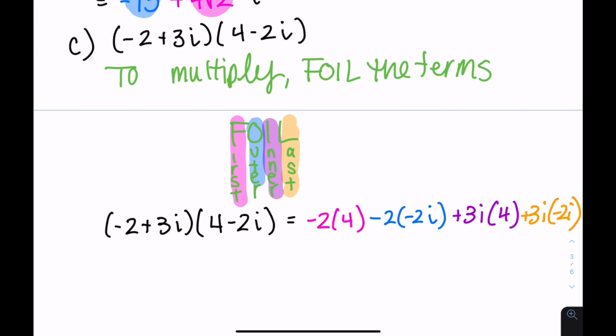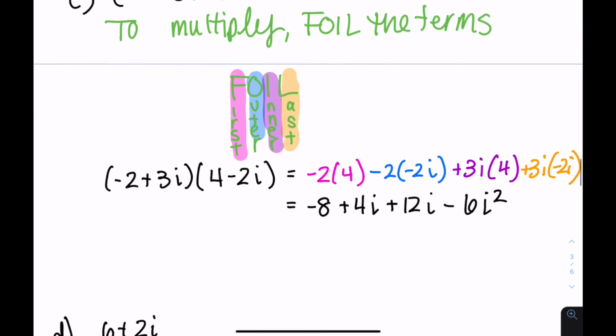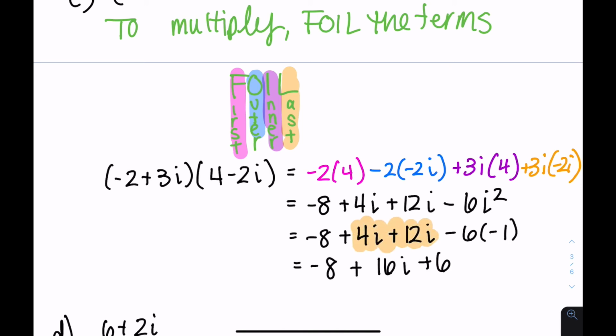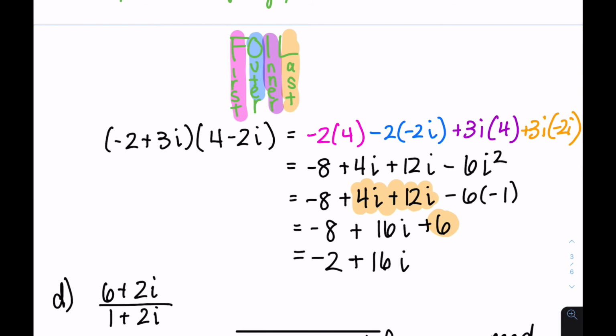So now we go ahead and simplify, multiply those out. When you take 3i, multiply by negative 2i, you get negative 6i squared. Now we can go ahead and replace i squared by negative 1 and then group our like pieces. So we've got 4i plus 12i, so in total we've got 16i. Negative 6 times negative 1 is positive 6. So then when we add the real numbers together, we get negative 2 plus 16i.